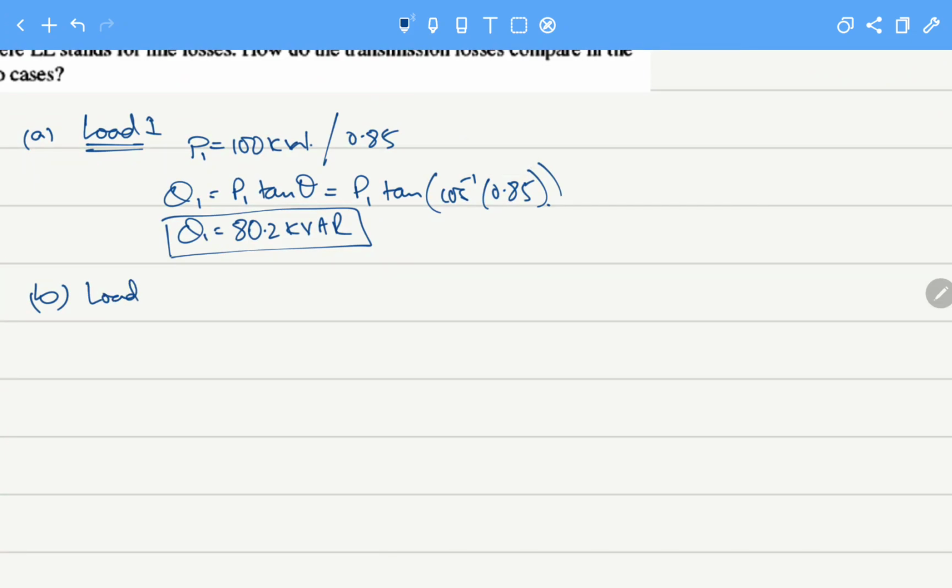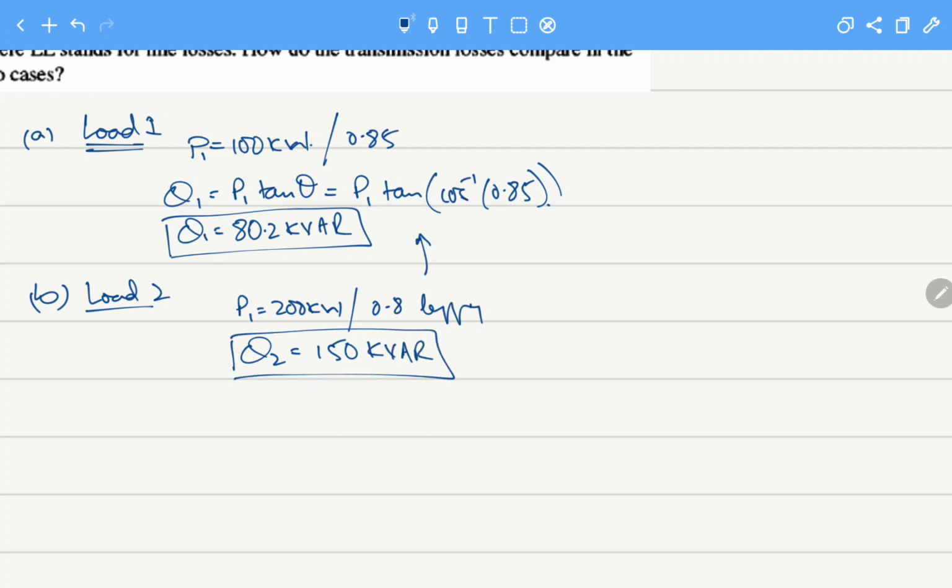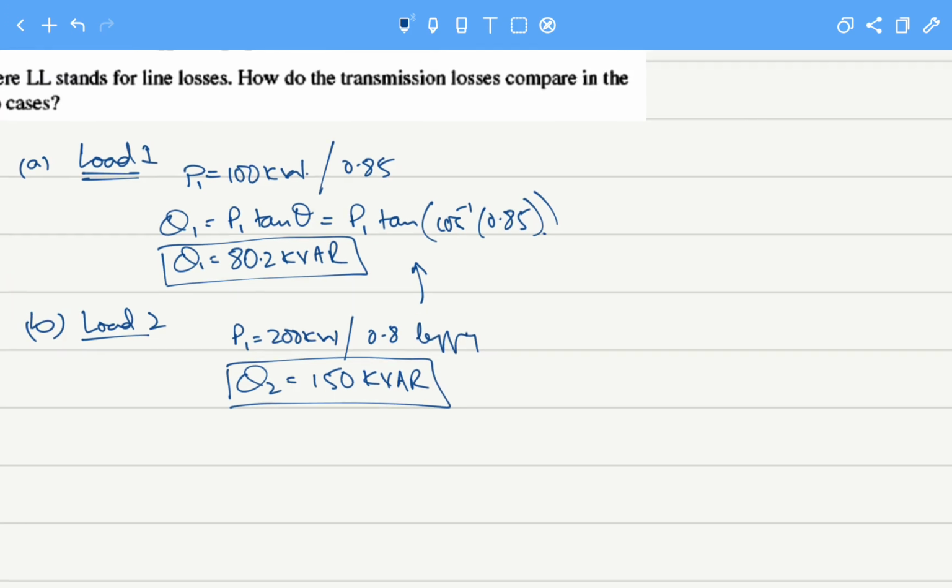For the second load, in a similar fashion, we have P2 equals 200 kilowatts, and we also know that it has a power factor of 0.8 lagging. Same as above, the value of Q2 will become 150 kVAR. That's it. Now we need the real power and reactive power of load 3.